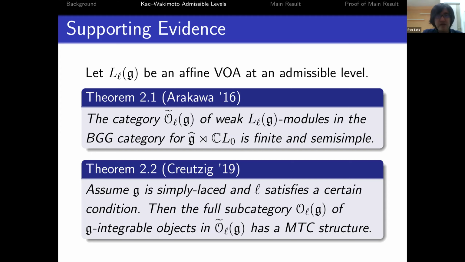The first one is the theorem by Arakawa, proved in 2016, which says that the category O tilde of weak L modules in the category O for the corresponding affine Kac-Moody algebra is finite. I mean, there are only finitely many irreducible objects and it is also semi-simple. So the whole weak module category is very big and difficult, but if we consider the highest weight module category, there are only finitely many irreducible modules and there are no non-trivial extensions.